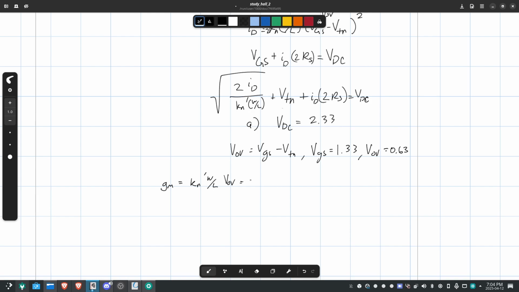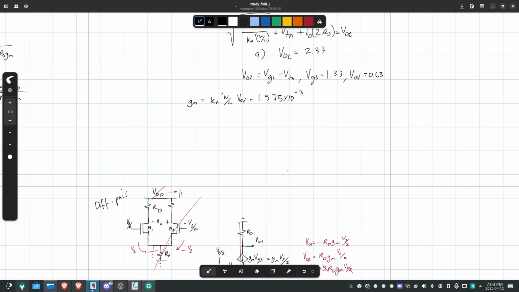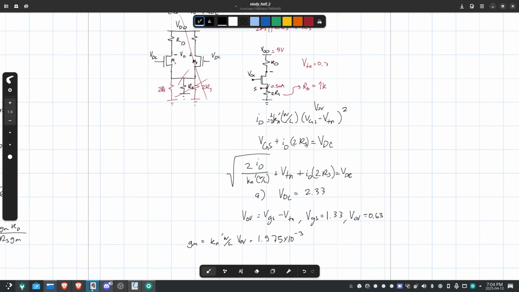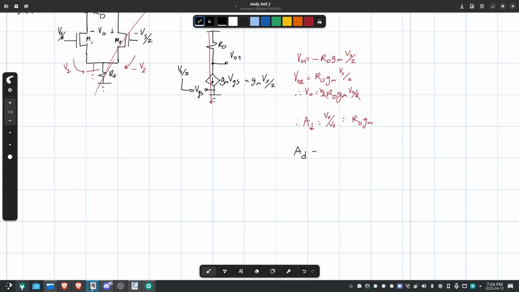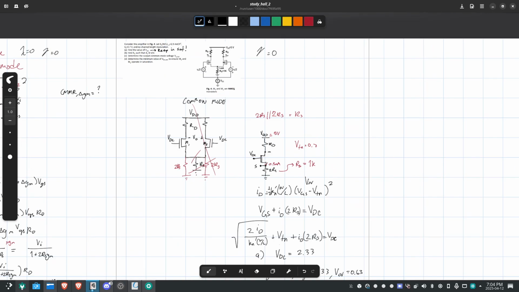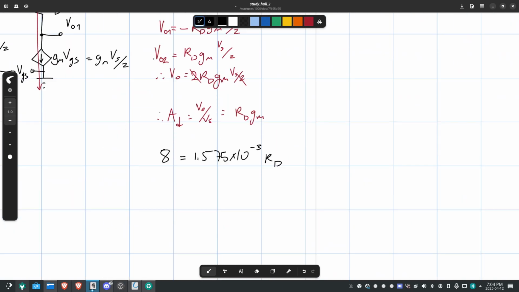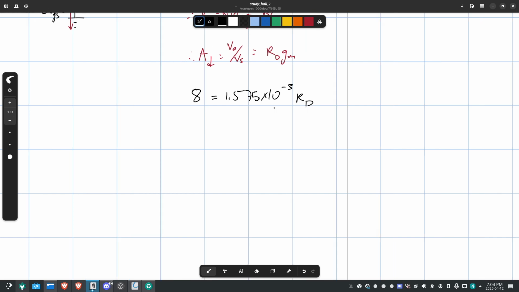2.5 times 10 to the negative 3 times 0.63. We get 1.575 times 10 to negative 3. Did I mess up my calculator here? No, I didn't. Yeah, VTN. So, AD is equal to 1.575 times 10 to the negative 3 RD. And we know AD, we want 8. That's what they wanted, right? Yes, 8 volts over volts. Well, you divide 8 divided by your answer, 5,000.